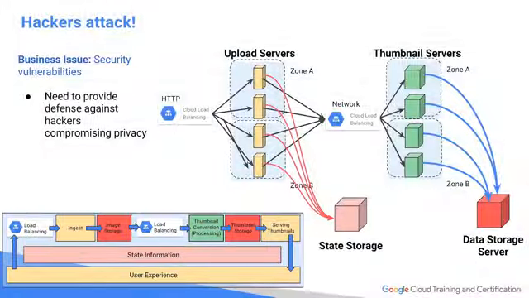Well, again, let's take a look at our existing architecture. We are trying to identify from a business standpoint any security vulnerabilities. Our goal is to provide defense against hackers compromising privacy. Notice here, there's really nothing that calls out security. We do have some built-in security with the network, our HTTP global load balancing and cloud load balancing, but we really haven't specified any internal IP addresses, private networks, firewalls, security, etc.